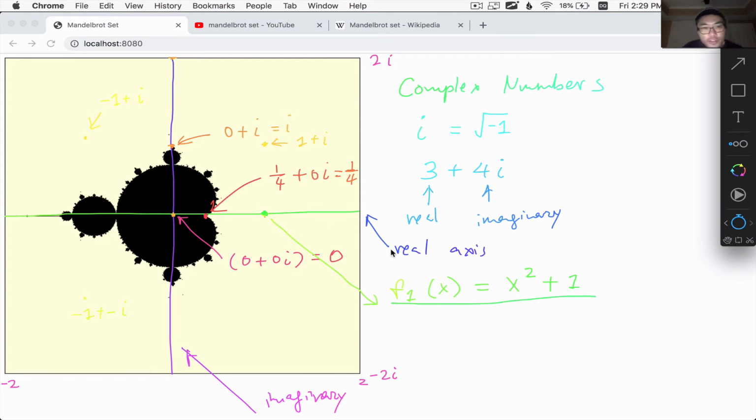If it approaches infinity, we're going to color it in this light color. But if it doesn't, then we're going to color it this black color. We've done the calculation for 0, and we can see that it does not approach infinity, and therefore it is colored black. This map accounts for all of the points that we see here, and colors it either black or yellow depending on this rule.